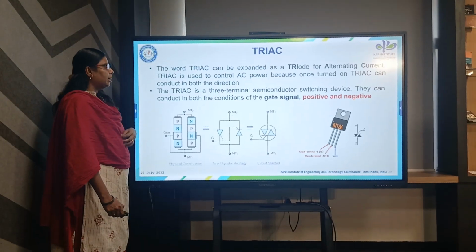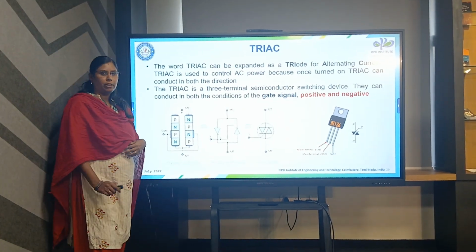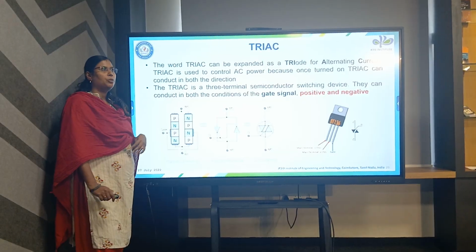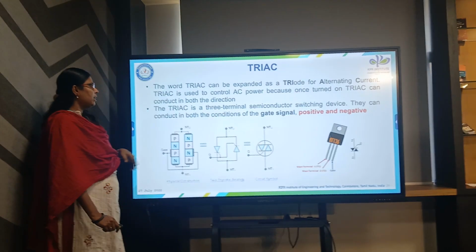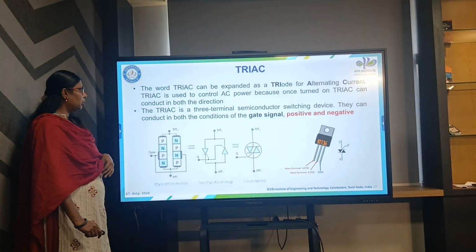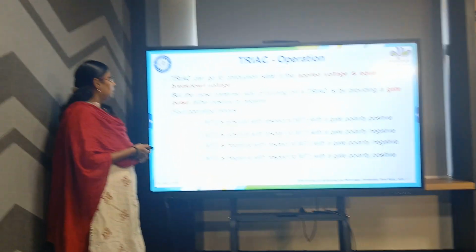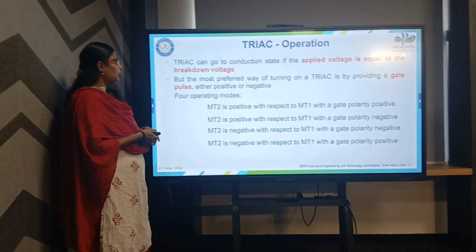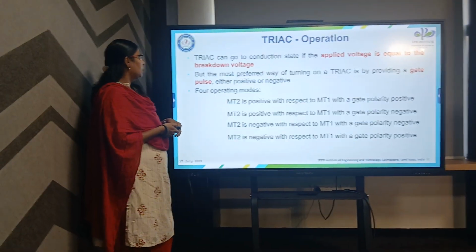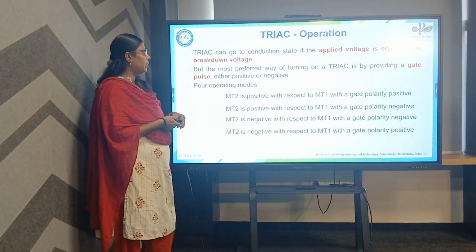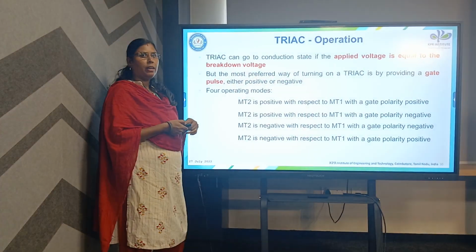The TRIAC is a triode for alternating current, so it is used for AC power control. SCR is used for DC power control. TRIAC is a three terminal device. It can conduct with the gate signal either positive or negative. TRIAC can go to conduction mode if the applied voltage equals the breakdown voltage. But the most preferred way of turning on a TRIAC is by providing a gate pulse, either positive or negative.